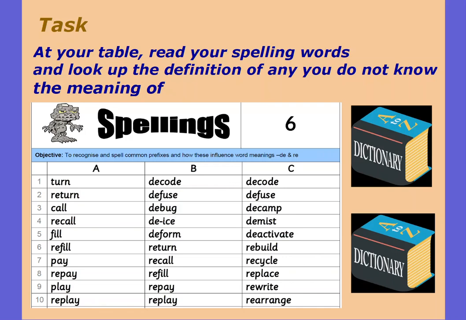And you need to go back to your table and write the definitions of any words you don't know. So if you do not know what the word debug means, you're going to look it up in the dictionary. Of course, you are going to start by opening the dictionary on the page D. If you don't know what the word recycle is, then you are going to open the dictionary on the page for R. And then you're going to look up the RE words until you find recycle. Okay, you've got 10 minutes now to complete the task.